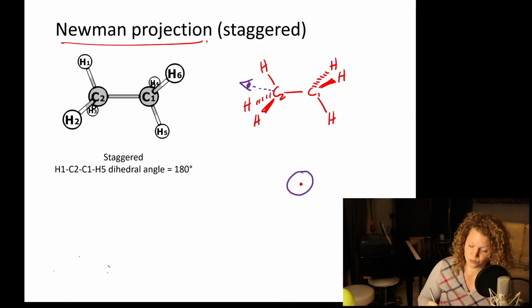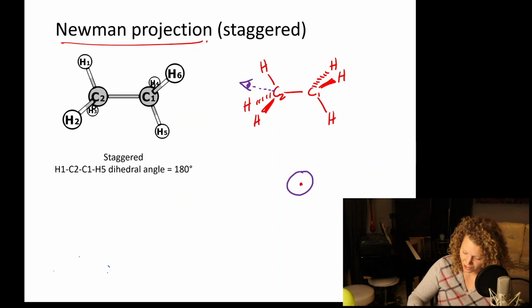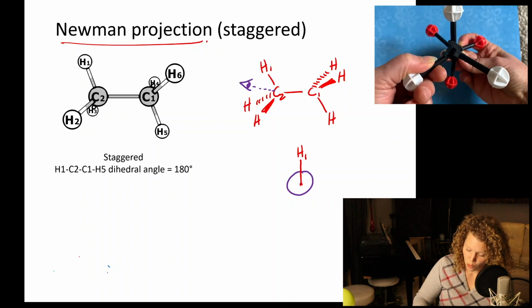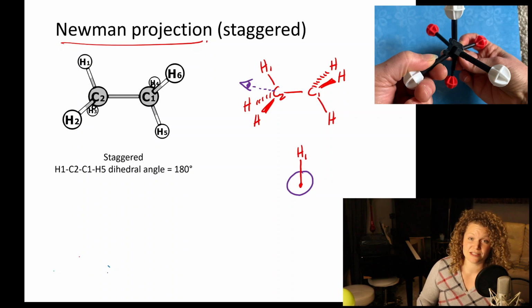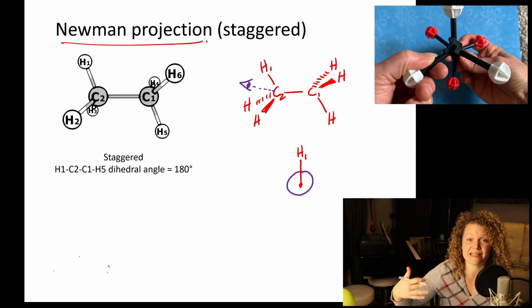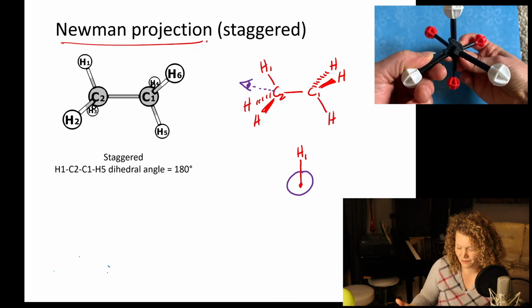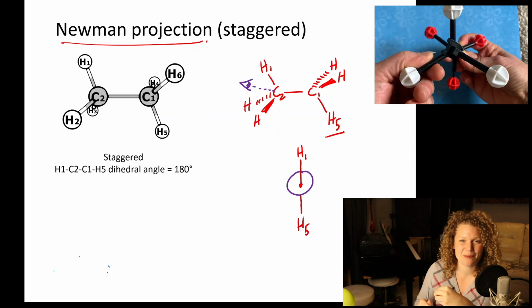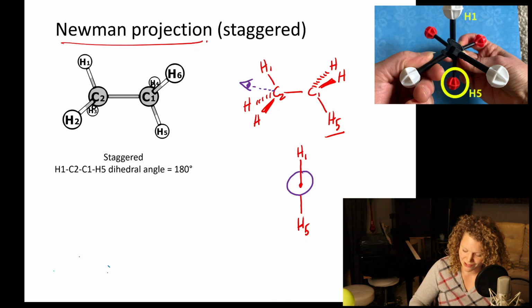Right here, this red dot is our C2. Our C2 has a hydrogen coming straight up. I'll label this with an H1. Right behind this C2 is our C1. It's hard to see on this piece of paper, but we know that C1 is bound to H5. When you are drawing these pieces and it's on the carbon that's behind this front carbon, notice how it doesn't cross this circle.